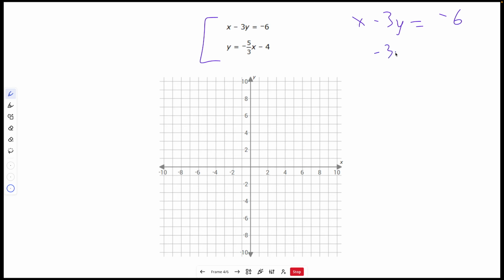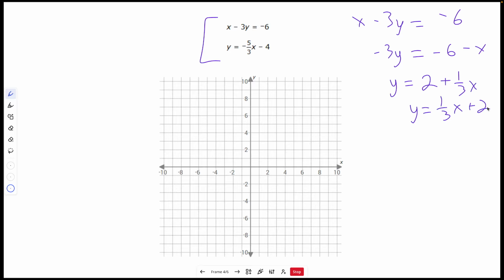So then this would be negative 3y equals negative 6 minus x because we moved the x. Then we divide by negative 3 on both sides. So now we get y equals, this would be 2 plus 1/3 x. Let's turn it into slope-intercept.